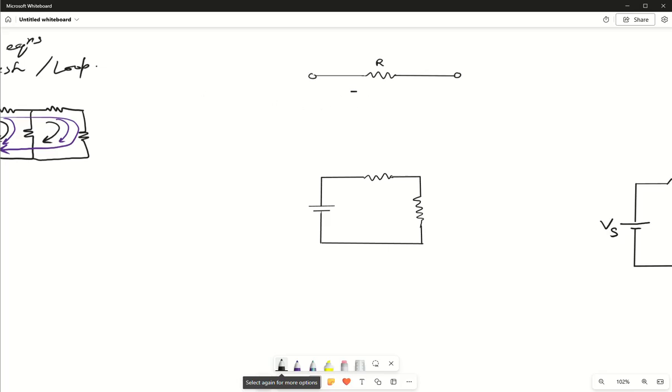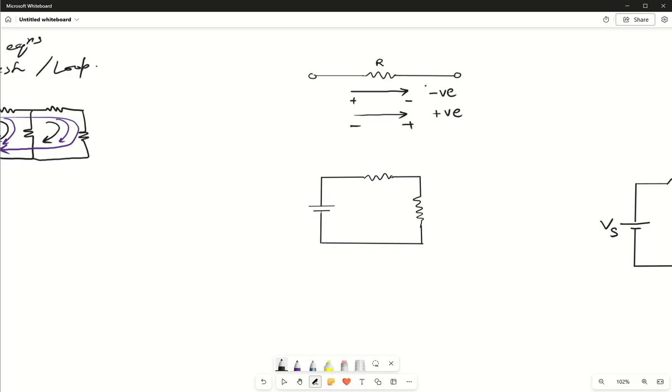That is why we are going to discuss only that convention, which is whenever we are moving from higher potential to lower potential, we consider that potential as negative. And whenever we are moving from lower potential to higher potential, we call it positive. This is the basic idea that we will be using for our KVL equations or mesh or loop analysis.